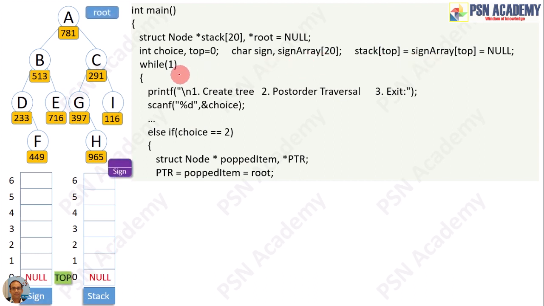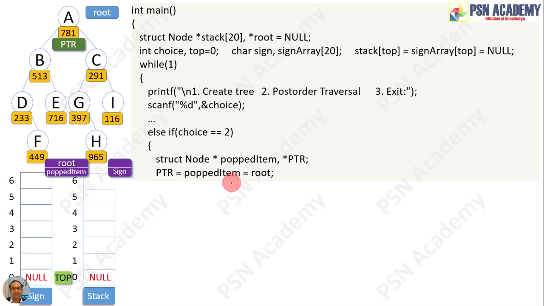For the traversal, we get entered into this while loop. We have the choice here. You must ask the user to press 1 for creation of the tree first, and then in this video, we will go for explaining the choice 2, which is having this Postorder Traversal. We have popped item pointer as before and PTR pointer, both of struct node star type, and both of them are set to root.